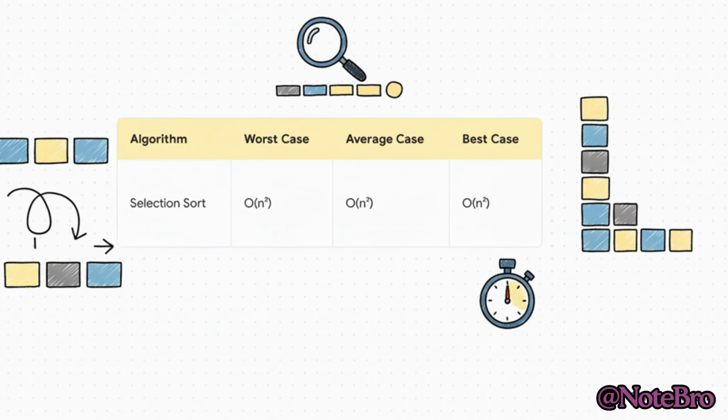And what's really kind of wild is that its performance is O of n squared across the board. Best case, worst case, average, it doesn't matter. You could literally hand it a list that's already perfectly sorted, and it's still going to stubbornly check every single element on every single pass. We say it's not adaptive. It just does the same brute force amount of work no matter what.